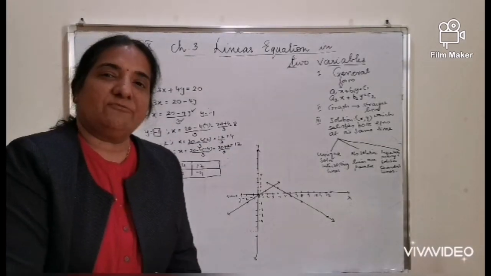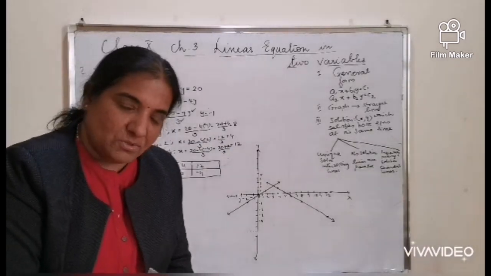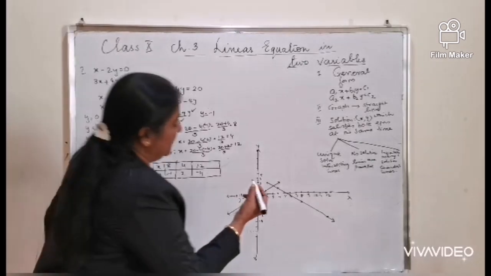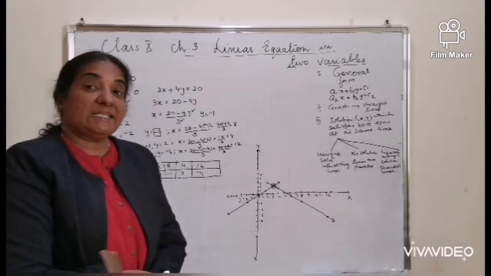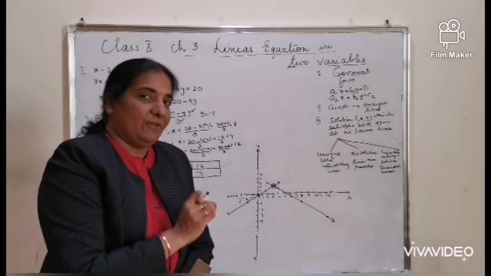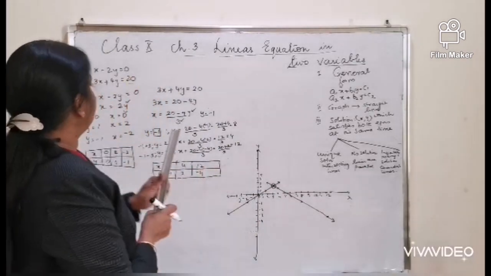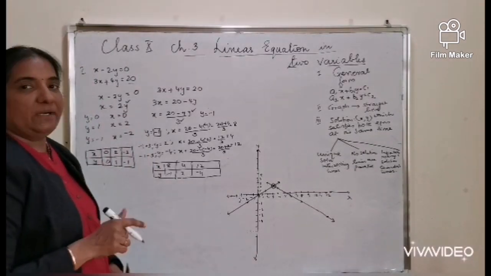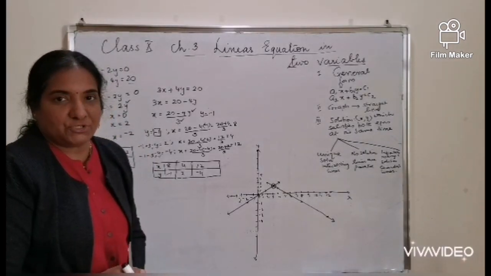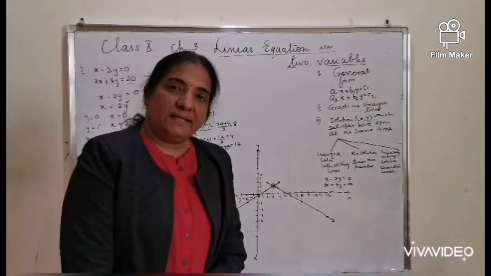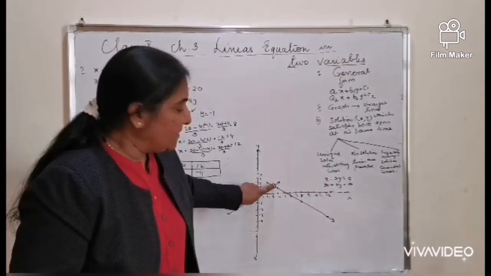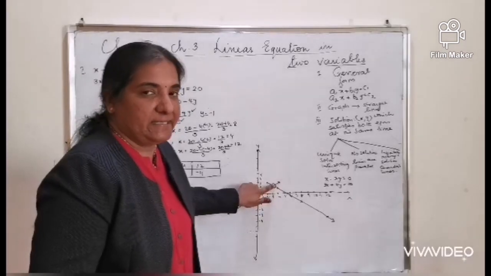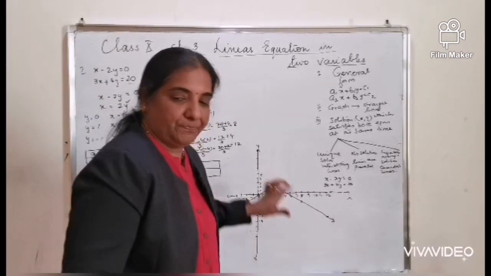Even with a rough diagram, you can make out that the lines intersect at exactly one point, which shows that this pair of linear equations has only one solution. From the figure, you can understand that the lines will be intersecting and the solution will be the coordinates of this intersecting point.